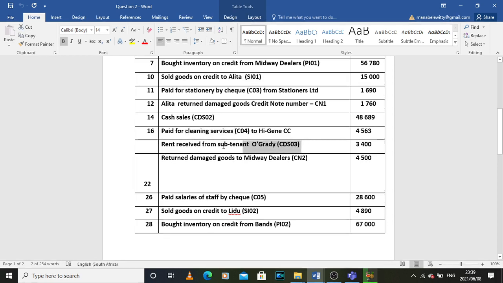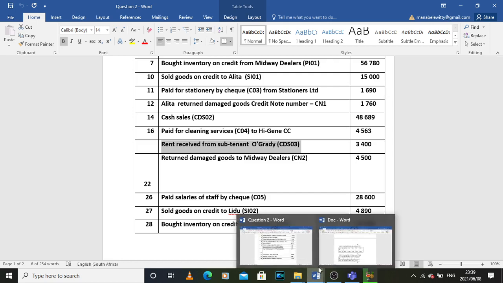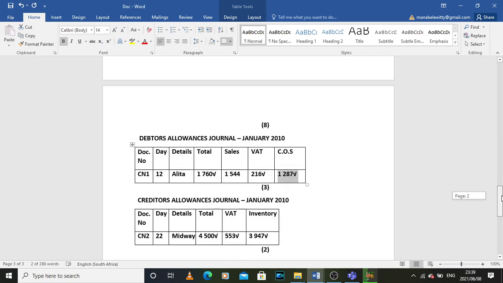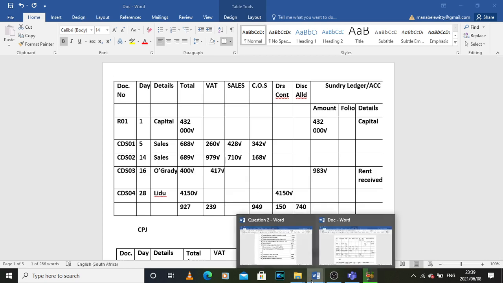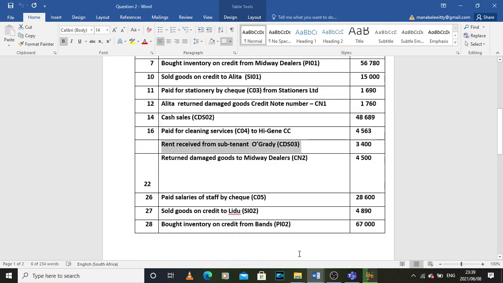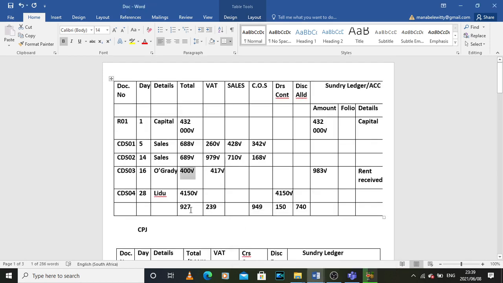Rent received, this is going straight to your CRG. Let's check rent, transaction number 16. On your CRG, transaction number 16, you're going to separate the rent amount. I'm not sure if this is the correct amount. Let me check the correct amount for rent. It's 3.4. So 3.4 will be calculated from here. You'll get your VAT amount and you'll get your rent amount. And then if you add the two, the result must be 3.4.